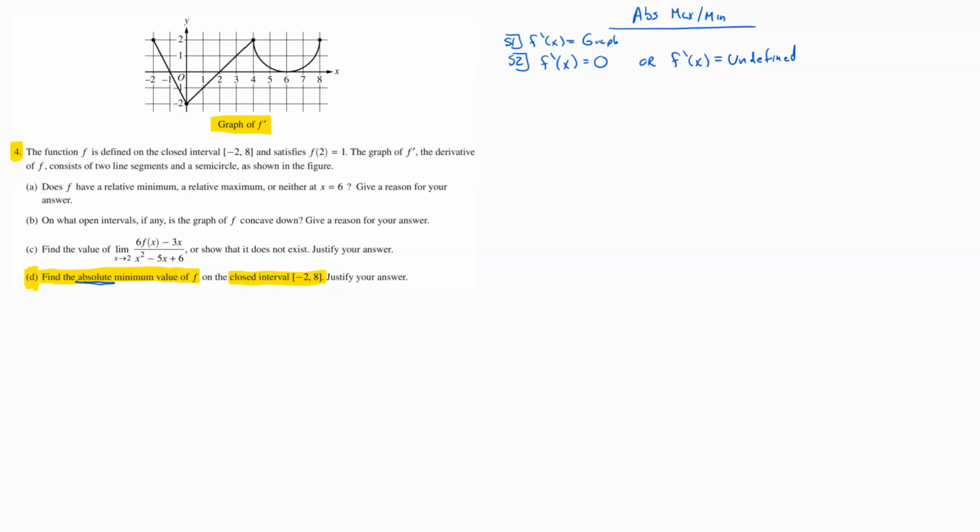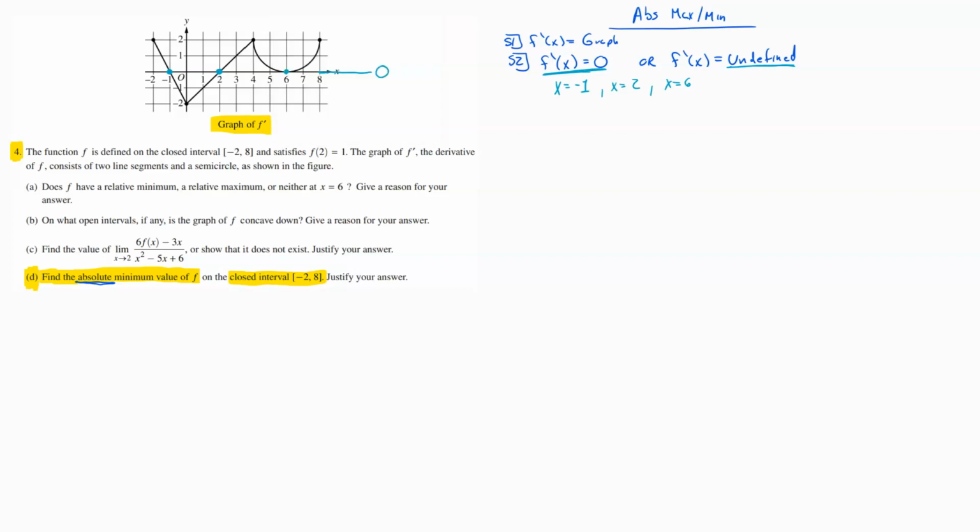Since we are looking at the graph of the derivative, it equals 0 whenever we hit the x-axis right there. If we had any holes in that graph, we would have undefined derivative values. But we don't have any holes, so we don't have to worry about that. We're strictly going to be looking at when does the derivative equal 0. The derivative is going to equal 0 here at -1. It'll equal 0 again here at 2. And then it's going to equal 0 again here at 6. So we have three critical values: x equals -1, x equals 2, and x equals 6.